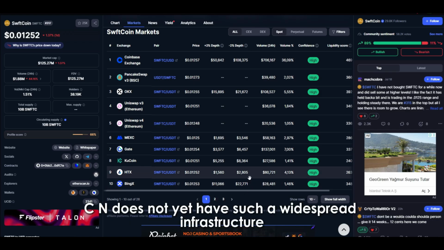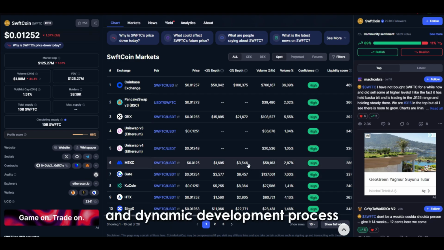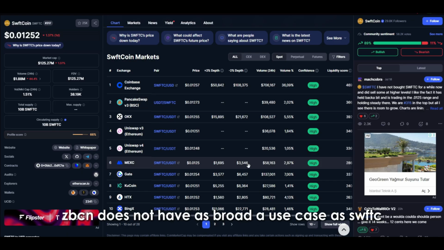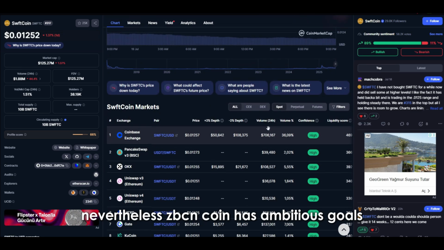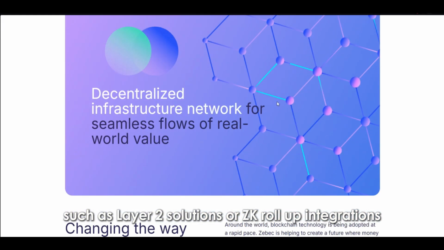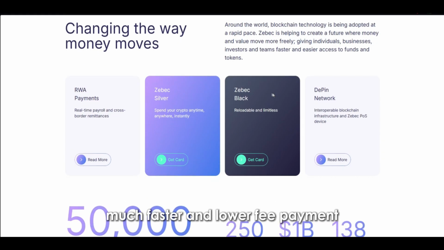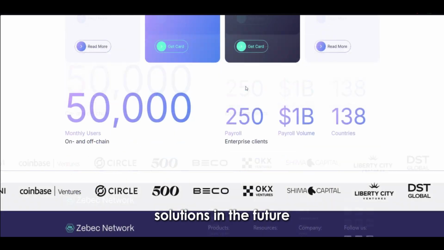Zbcn does not yet have such a widespread infrastructure. However, it still stands out with its innovative approach and dynamic development process. Especially with new listings, it is growing its user base, which increases its potential. Currently, Zbcn does not have as broad a use case as SwftC. Nevertheless, Zbcn coin has ambitious goals, and it appears to be working on advanced blockchain architectures such as Layer 2 solutions or ZK rollup integrations. This could enable it to develop much faster and lower fee payment solutions in the future.